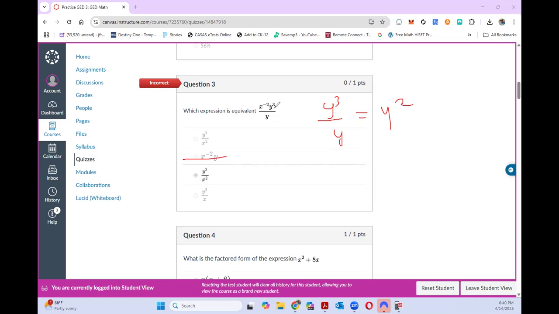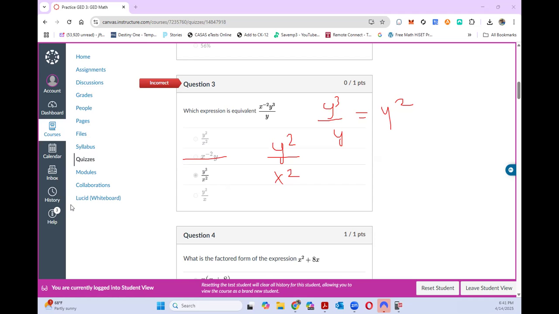Now x to the minus 2, what did I tell you about negative exponents? Wherever they are, you change the orientation. If it's on the top, you put it on the bottom, and you change the sign. So y squared over x squared. Right. Got me? Yep.